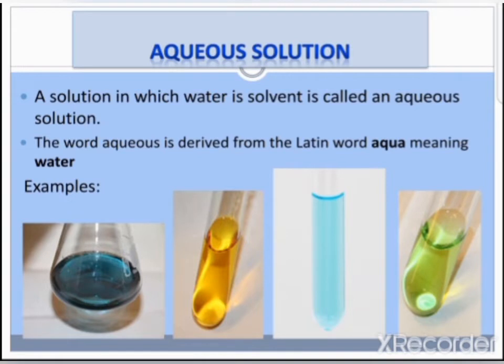Aqueous solution. A solution in which water is solvent is called an aqueous solution. The word aqueous is derived from a Latin word aqua, meaning water. In our daily life, we come across different types of aqueous solutions. Some common examples of aqueous solution are sugar in water, salt in water, copper sulfate dissolved in water. Aqueous solutions are frequently used to dispense substances such as medicines.